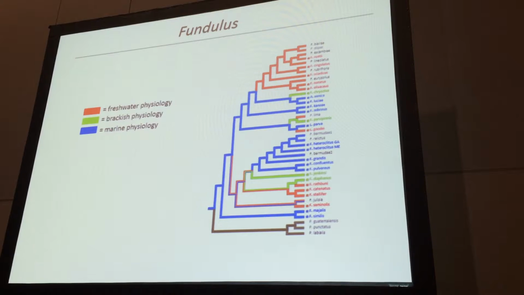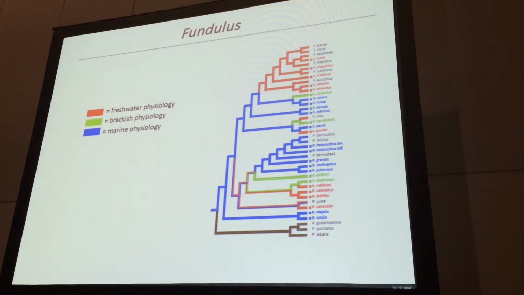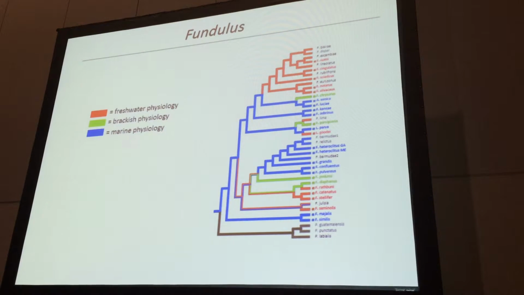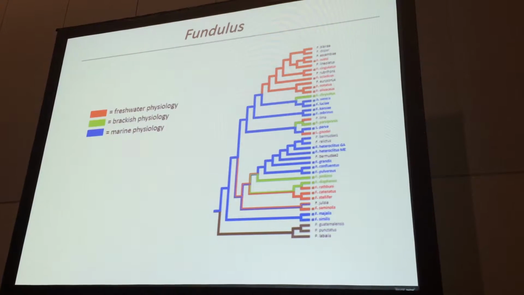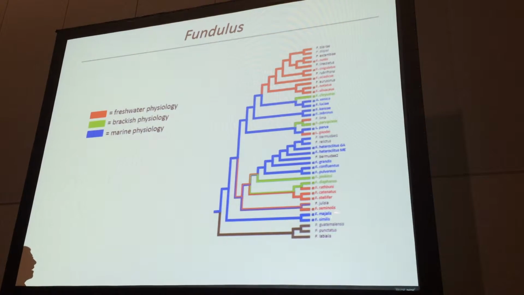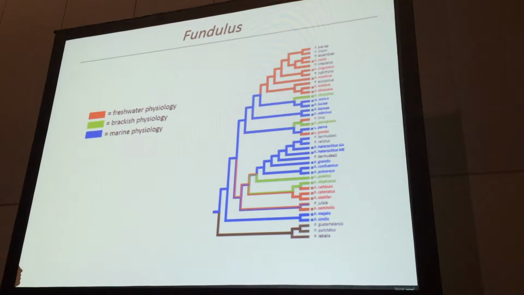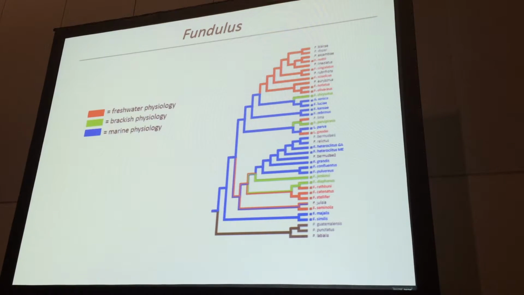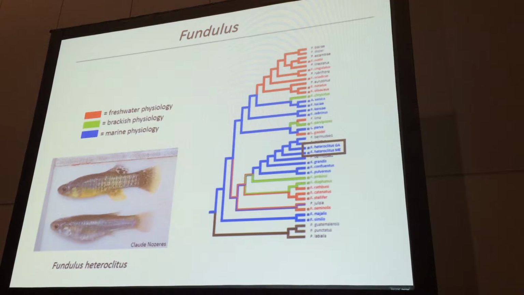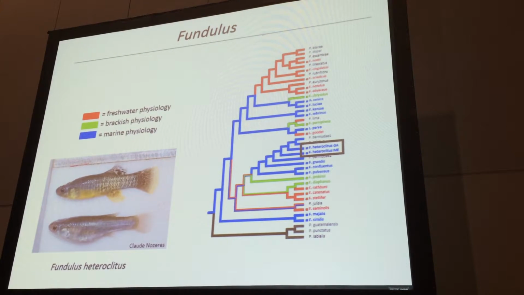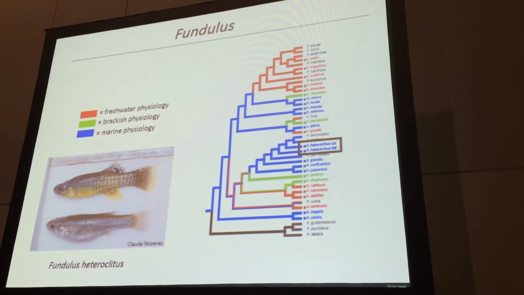The group that I'm focused on is Fundulus. Here we have a phylogeny where branches are colored by osmotic physiology. Blue is marine, green is brackish, and red is freshwater. What we see is that from a marine ancestor, we have at least 3 independent radiations into freshwater. But what's even more interesting is that we have variation within species for osmotic habitat use as well. Fundulus heteroclitus is one species that lives in both marine and freshwater environments, and this is what I'll be focusing on today.